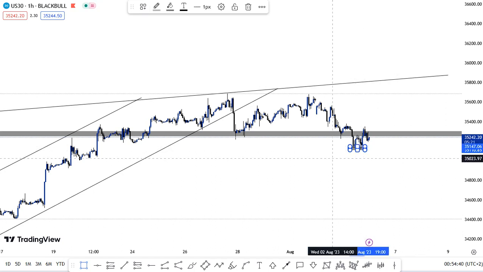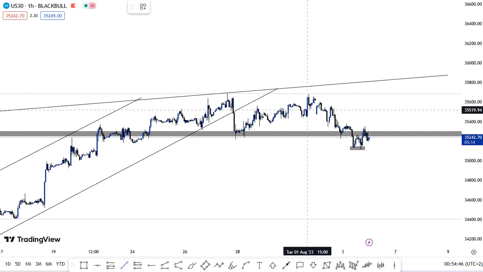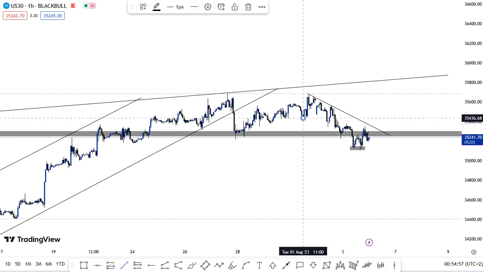So let's mark this level here. US30 has to be selling. US30 has to be selling. Let me see if we can. Let's see if we can manipulate this.